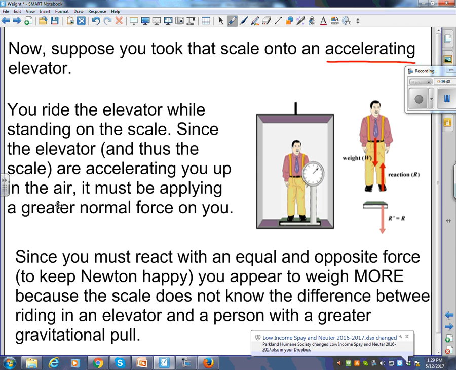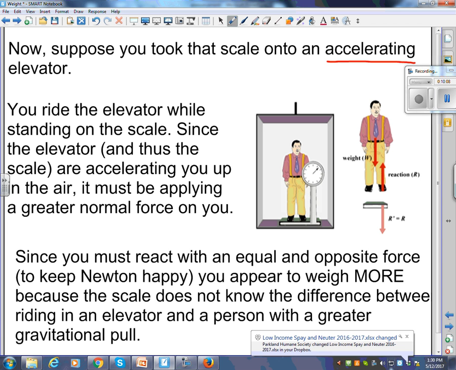How much do I weigh? I weigh 850, don't I? How come? Equal and opposite. So if the scale pushes 850 up, I have to push 850 down, which is why I feel heavier. Because you are. It's not just a feeling, you are.